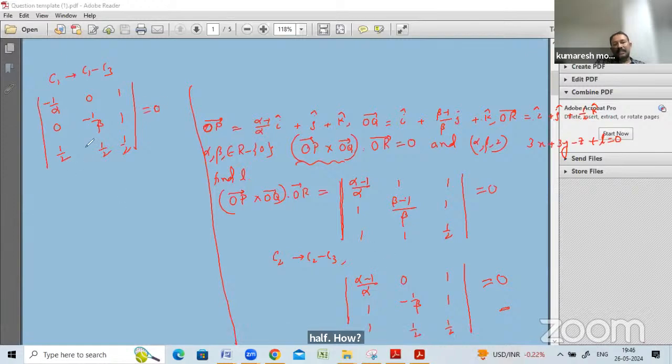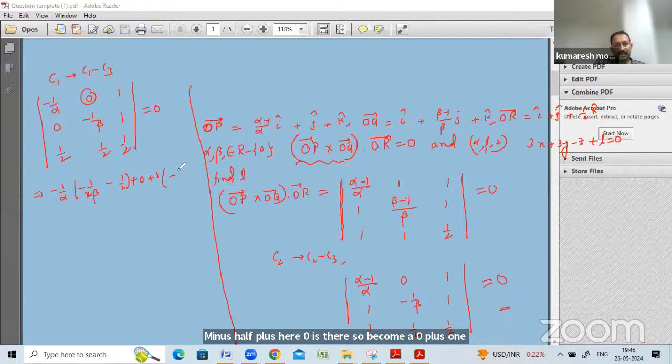Now here we can find the value of the determinant by using the expansion around the first row. The value of the determinant should be minus 1 by alpha into minus 1 by 2 beta, just multiplying, minus half, plus here 0 is there, so it will come as 0, plus 1 into 0 into half, equal to 0, minus minus plus 1 by 2 beta. This should be equal to 0.